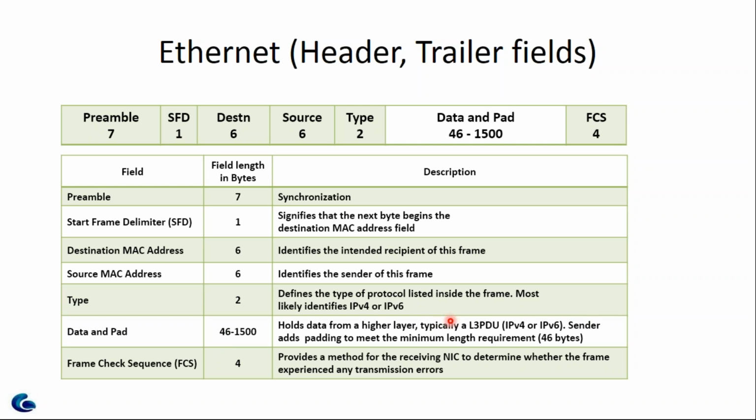Followed by that, you have 2 bytes of what you call the layer 3 type. So essentially we have IPv4 and IPv6. We have discussed that in the network layer. So why in layer 2? Why does this field have to be there? It's sort of an alert, okay?